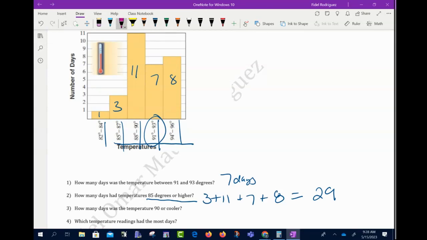Okay, y'all, what about the next one? How many days was the temperature 90 degrees or cooler? Y'all agree we would look at the first three? Because that's 90 degrees or what? Or less, right? 90 degrees or cooler. So we would take 1 plus 3 plus 11. Is that 15? Okay.